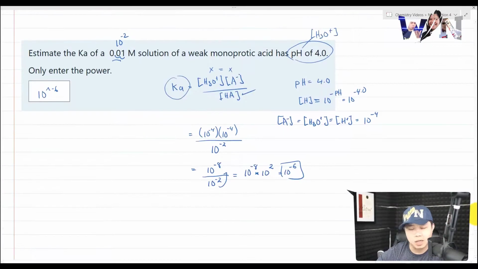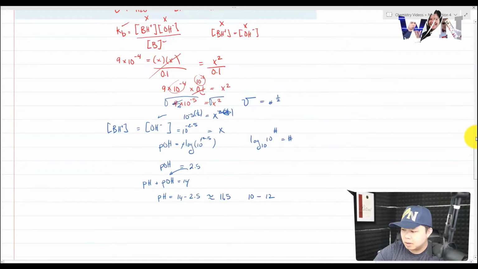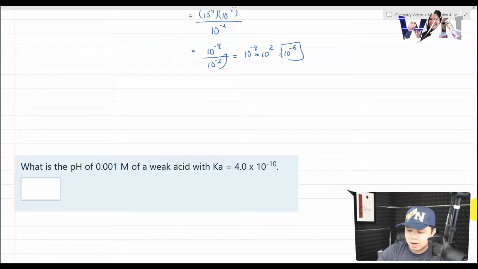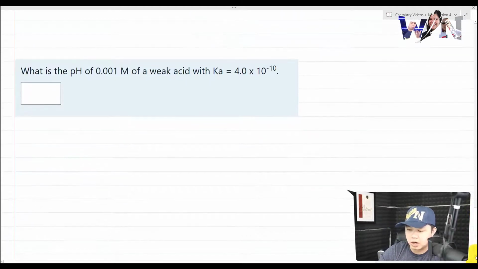So how else can I make this problem tricky? Well, of course, I can give you a weak base and then give you pOH, and you do the same thing, okay? So as you can see, for this type of problem, they have so many different variations, and you really have to figure it out. Let's try the last one.